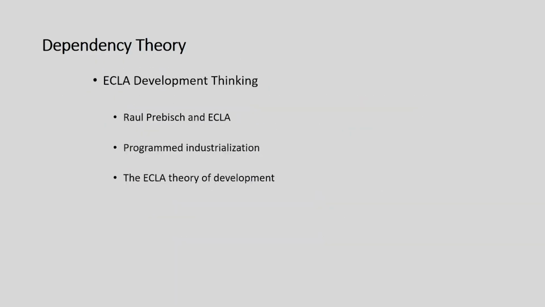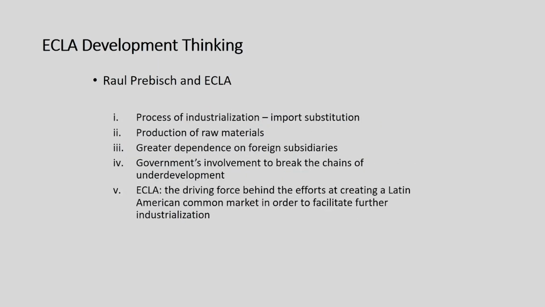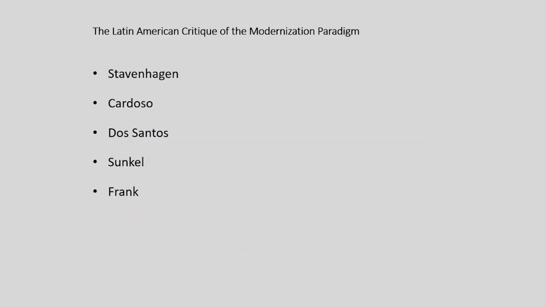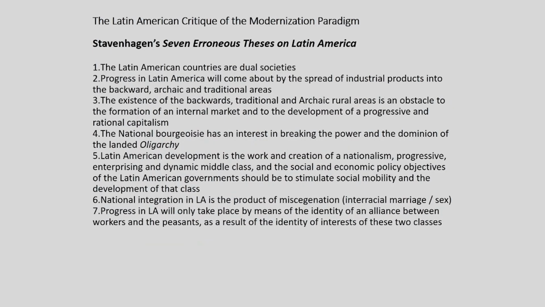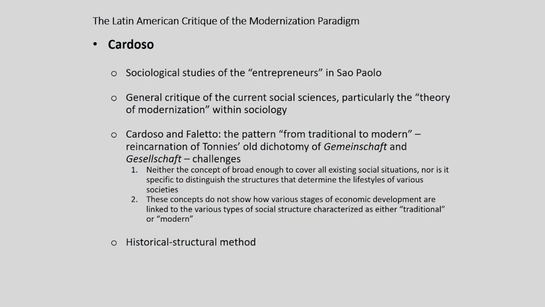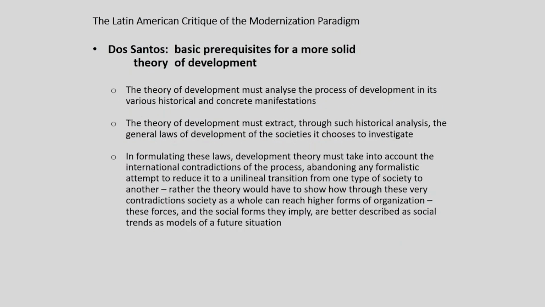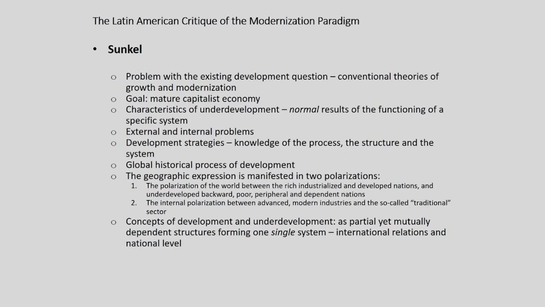Okay. Then we have discussed ECLA development thinking through the works of Raúl Prebisch and his association with the ECLA tradition, then programmed industrialization and the ECLA theory of development. Then we have discussed the Latin American critique of the modernization paradigm through Stavenhagen, Cardoso, Dos Santos, Sunkel and Frank. There we have discussed Stavenhagen's seven erroneous theses on Latin America, Cardoso's historical-structural method, Dos Santos' foregrounding of the basic prerequisites for a more solid theory of development, Sunkel's concepts of development and underdevelopment, Sunkel's international relations and national level, and so on.